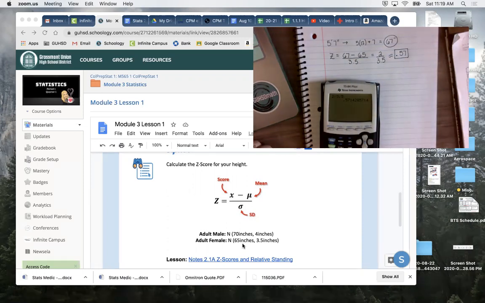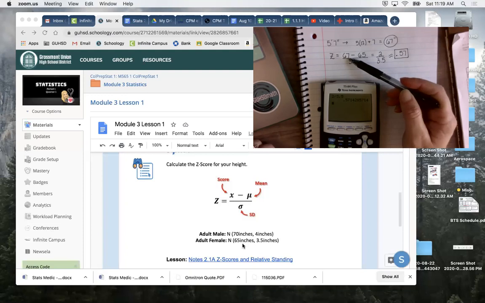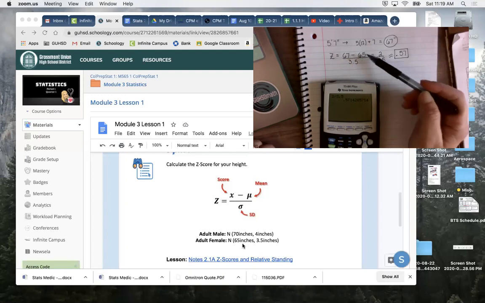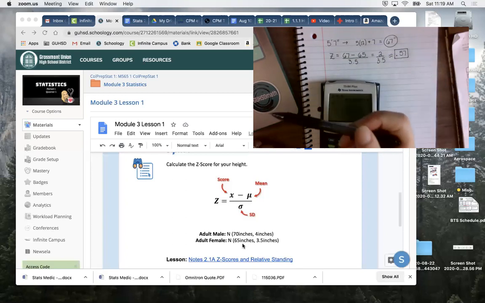So that's what we're doing today. We're just going to calculate our z-score to figure out how far away we are with our height. If you are shorter than the mean, then this number right here will be smaller than the mean. So if I was 63 inches tall, I would actually have a negative 0.57 because I'd have -2 over 3.5. So I would be negative 0.57. My z-score would be less than the mean.